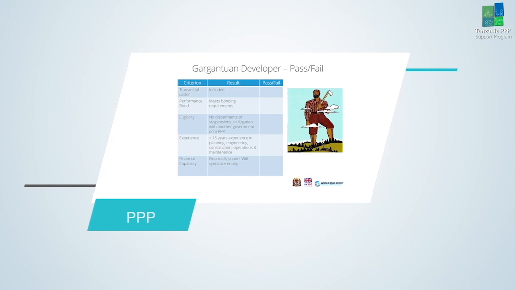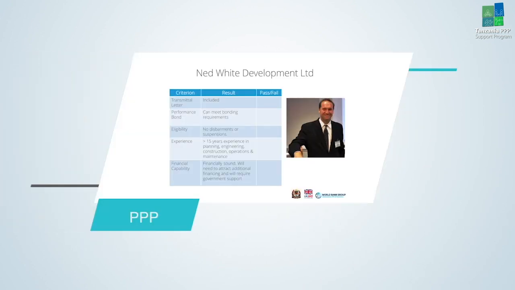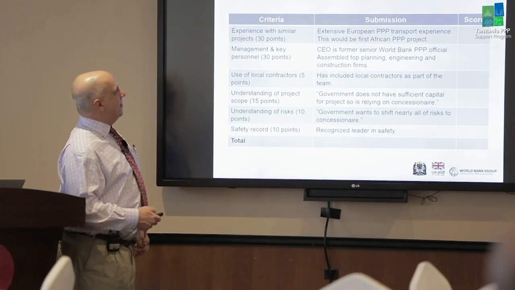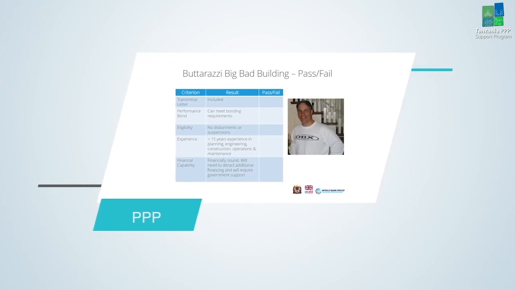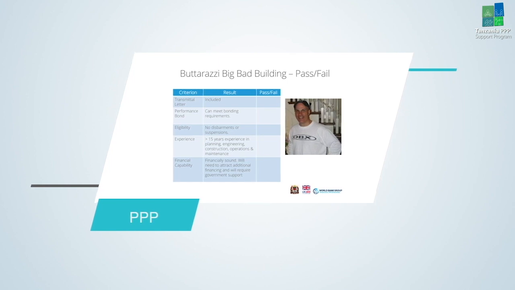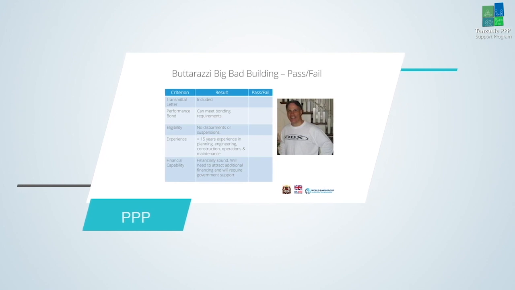The next one is Ned White Development Limited. There's Ned White without facial hair. So you have that. Same thing. Oh, there he is. Who's that good-looking guy? Same thing for this guy. We have Acme. Same thing. You would go through and take a look at that, and that's it.